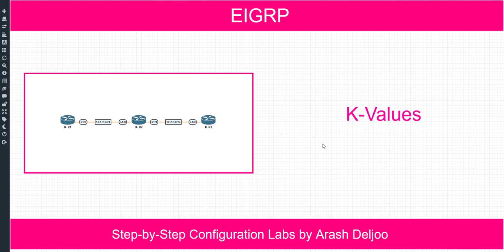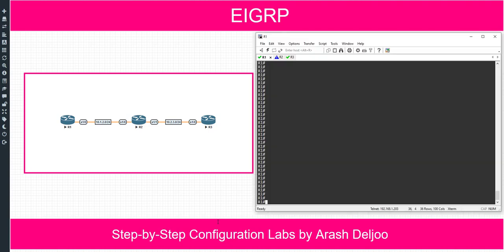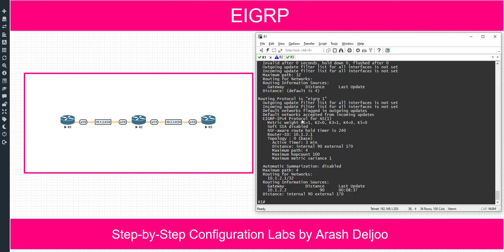You know that here we configured R1, R2, and R3 with EIGRP. R1 and R2 are configured with the classic method and R3 configured with the named method. Let me show you. Here in the router 1, you can use show IP protocols. In the show IP protocols, you can see the metric weights or K values are K1 equal 1, K2 equal 0, K3 equal 1, K4 and K5 equal 0.